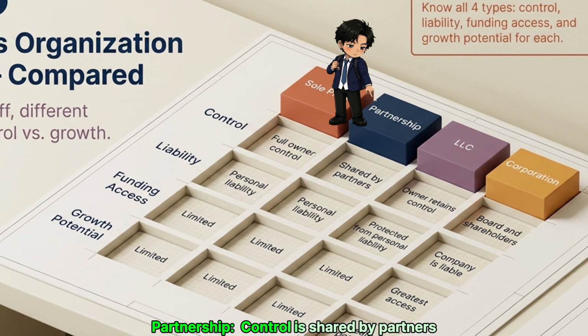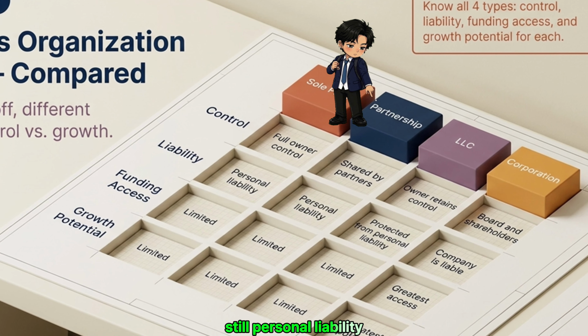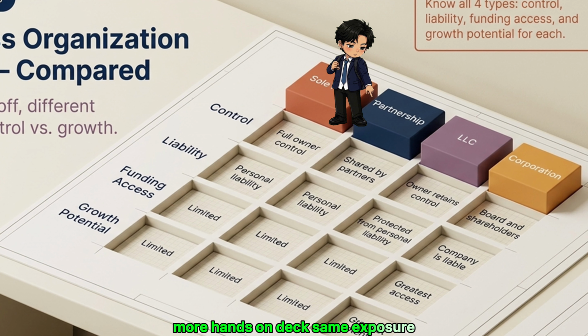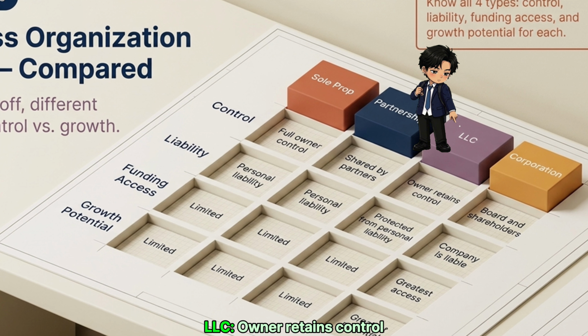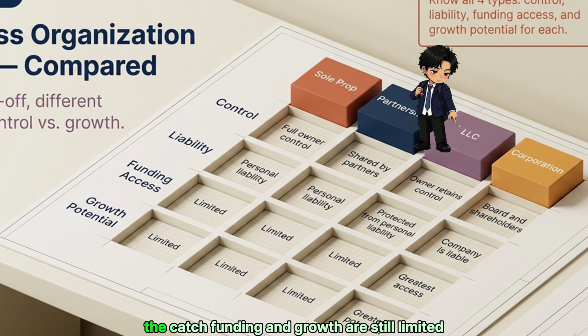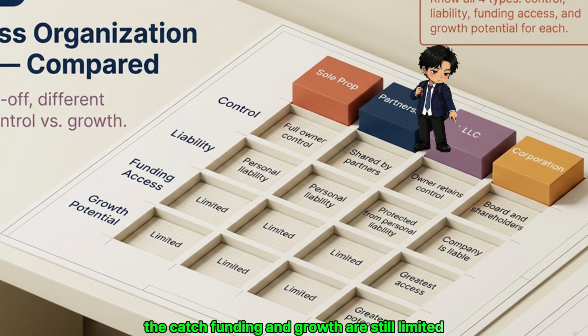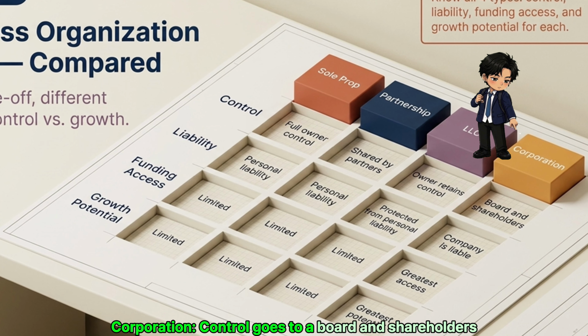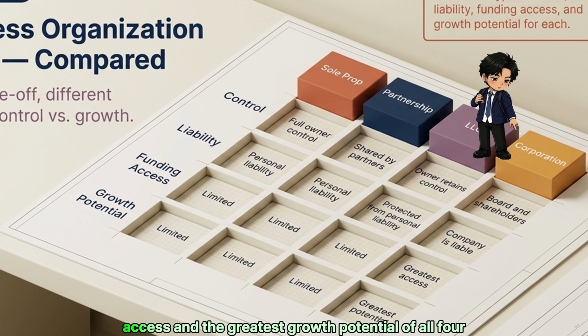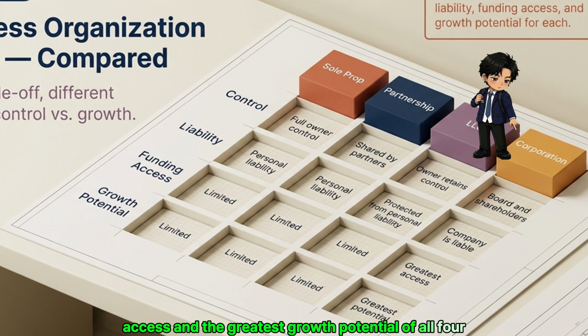Partnership. Control is shared by partners, still personal liability, still limited funding and growth. More hands on deck, same exposure. LLC. Owner retains control, and now you're protected from personal liability. The catch: funding and growth are still limited. Corporation. Control goes to a board and shareholders. The company itself is liable, and you get the greatest funding access and the greatest growth potential of all 4.